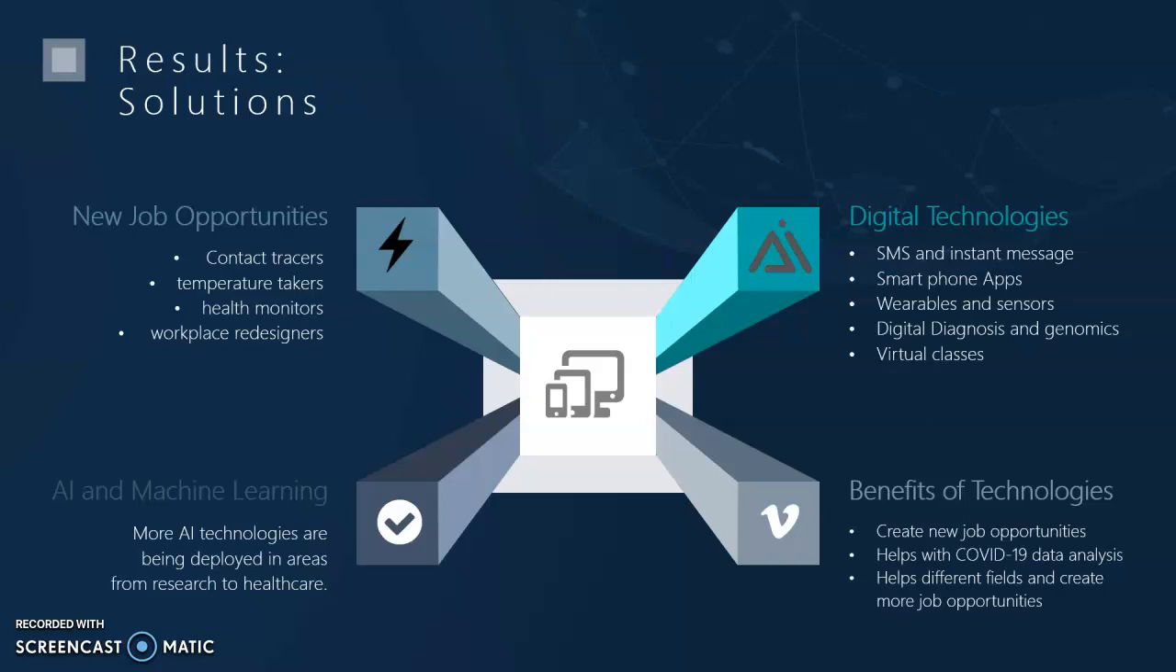For problem 2, we have more AIs and programming systems that can accurately collect and analyze data, and more of them are being deployed in the healthcare fields, which sort of solves the problem of lack of data innovations. And next, we have a lot of different technology that can help our society function normally under the pandemic. Like, for example, SMS, instant message, smartphone apps, wearables and sensors, digital diagnosis and genomics, and virtual class tools.